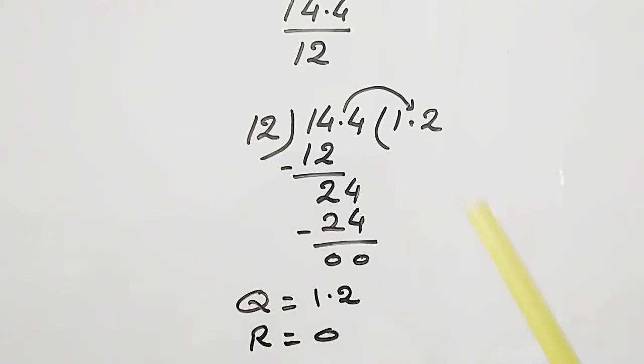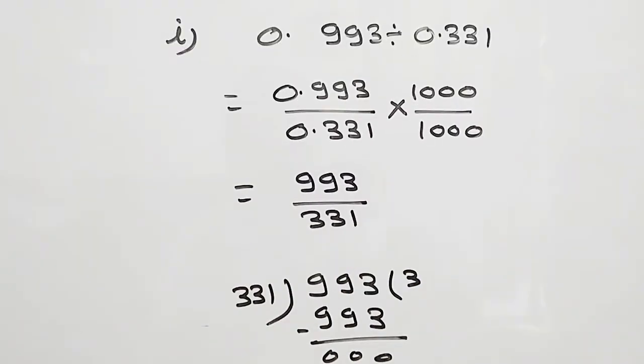Now divide 14.4 by 12. Take the whole number part. Whole number part is 14. So 12 once is 12. Subtract 12 from 14. It is 2. After 14 there is decimal. So shift the decimal into quotient and then write the next digit 4 down. Now it becomes 24. 12 2s are 24. So quotient is 1.2 and remainder is 0.